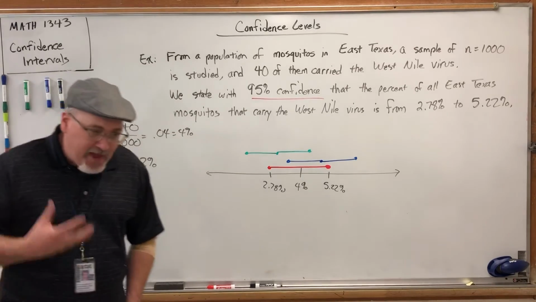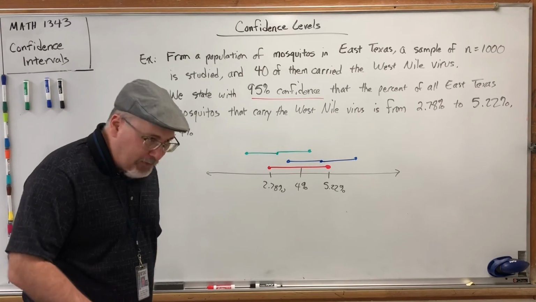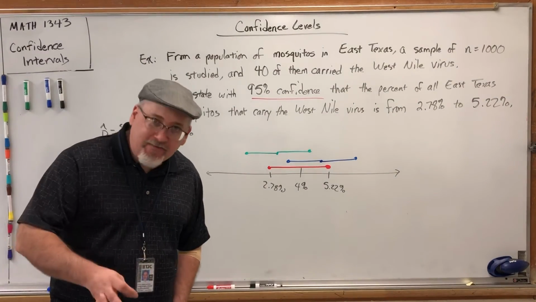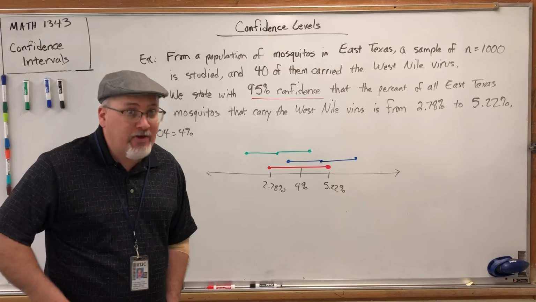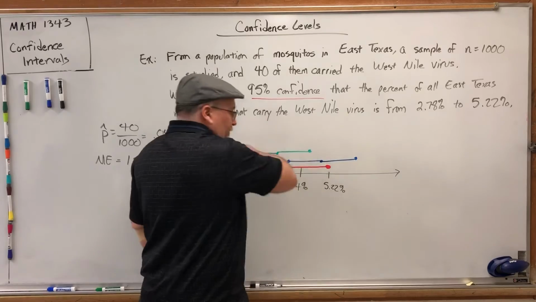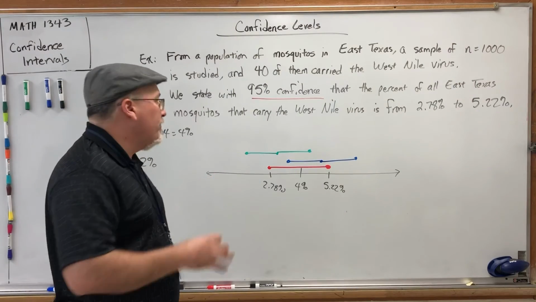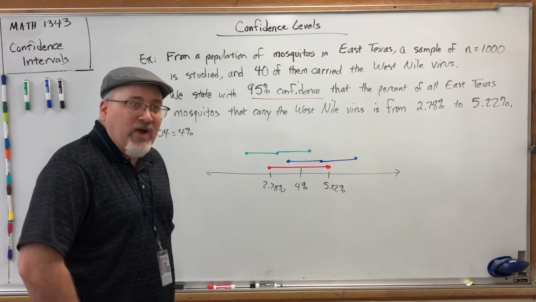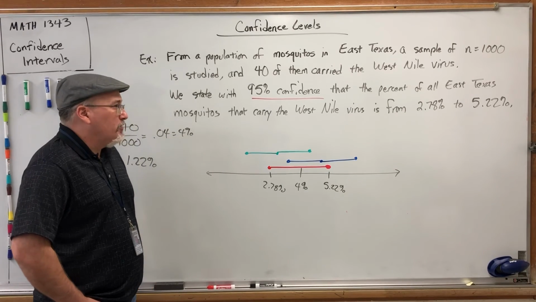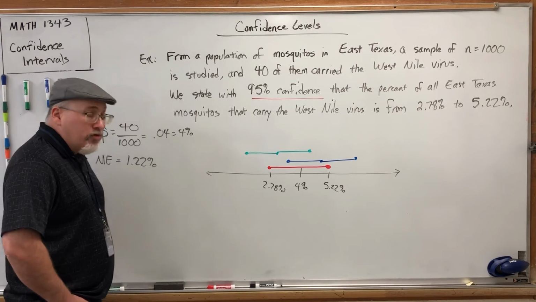If you created every possible confidence interval by taking every possible sample of that size from the population, 95% of them would have the true value of P in them. In other words, 95% of all these intervals scattered all over the place would contain the correct percentage of all mosquitoes that carried the West Nile virus. So that's what the confidence level means. Out of all the possible samples, 95% of them would create confidence intervals that contain the true value of P, the population proportion.